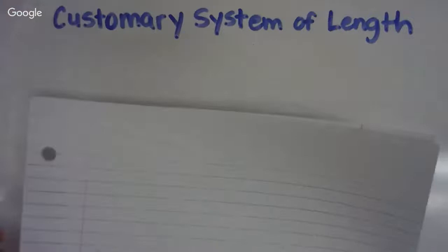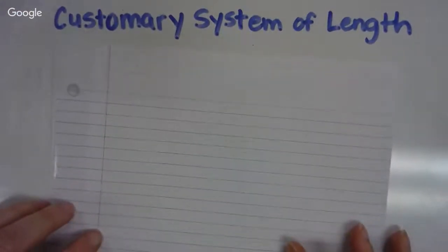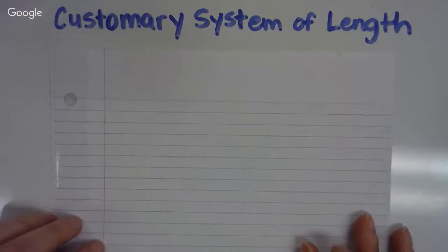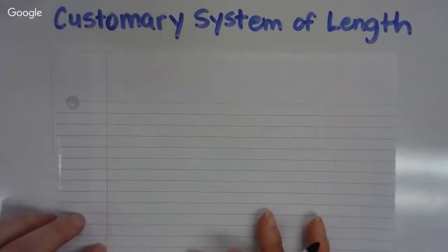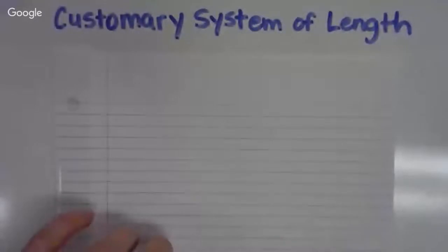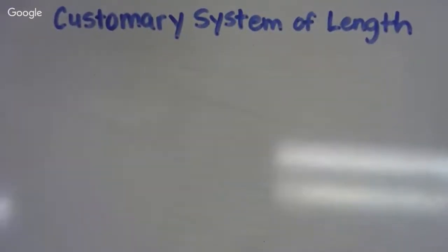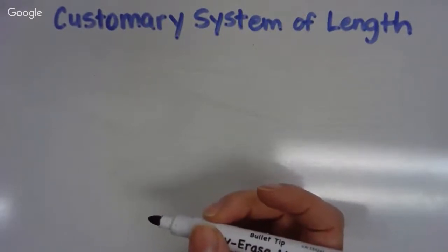So to begin, you should have a piece of paper that is folded in half hamburger style, and I want you to pause the video and from your memory, try to create that customary system of length chart. Now that you've had an opportunity to try to create that chart, let's go ahead and make it now together, and that way you can check your chart and see how you did.